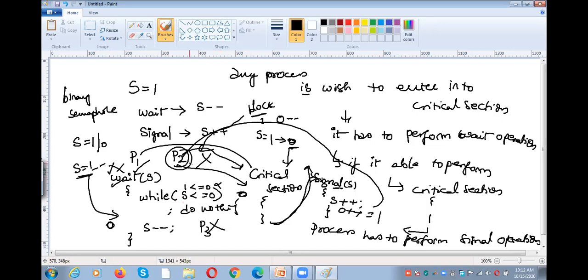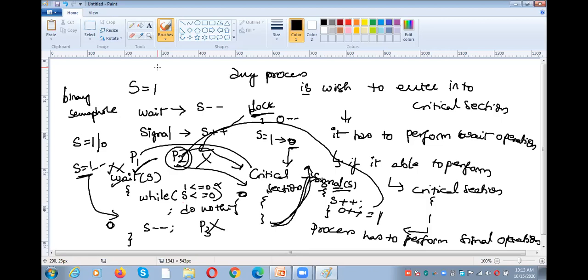Whenever a process enters into the critical section, while coming out of the critical section, the process needs to perform the signal operation. Again, the value becomes 1. Then the blocked process will be able to perform the wait operation. Likewise, only one process at a time can enter into the critical section. So those are the operations: perform the wait operation, enter into the critical section, and then perform the signal operation.